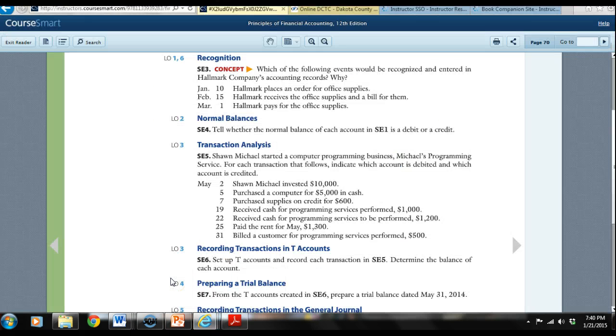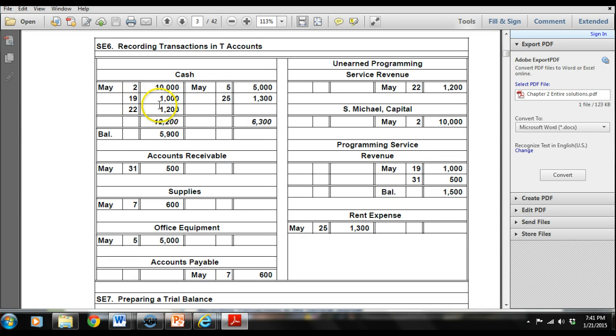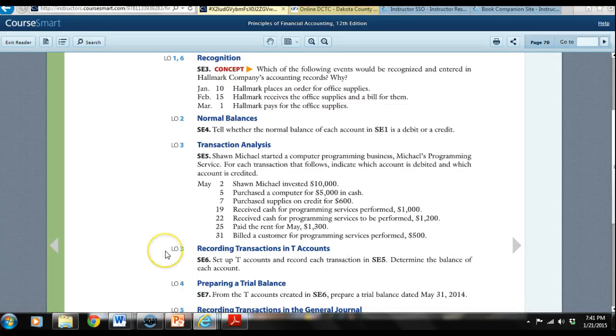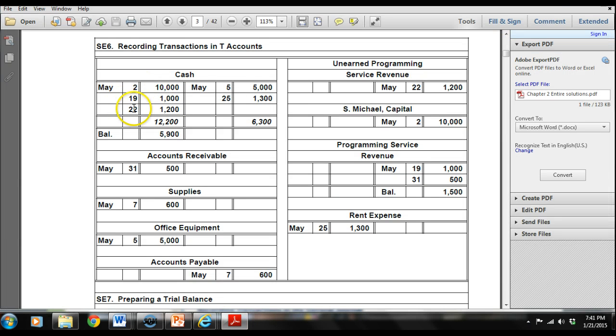Next, it says May 19th. We received cash for programming services performed, 1,000. What are we going to do? Debit cash on May 19th, 1,000. And then we're going to credit the programming service revenue, May 19th, for 1,000. Next, it says May 22nd, received cash for programming services to be performed, 1,200. So what are we going to do here? Cash, debit, May 22nd. And then we're going to credit our liability, May 22nd, unearned programming service revenue, 1,200.